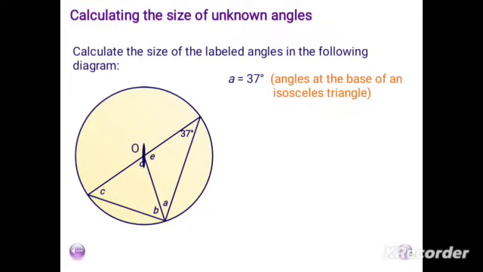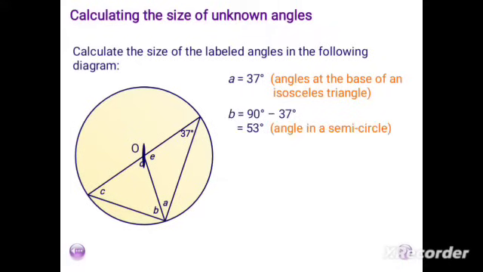We can find A very fast, having known that the other given angle, 37 degrees, is one of the base angles of an isosceles triangle. Base angles of isosceles triangles are equal. So A and 37 degrees are the base angles of an isosceles triangle, and so they are equal. A is equal to 37 degrees.